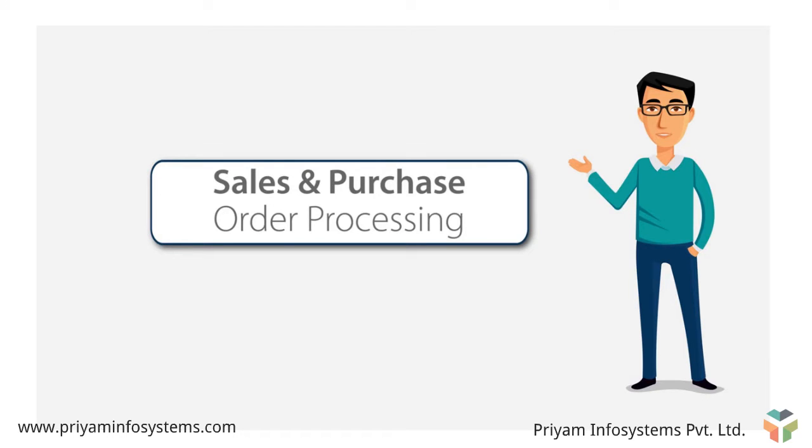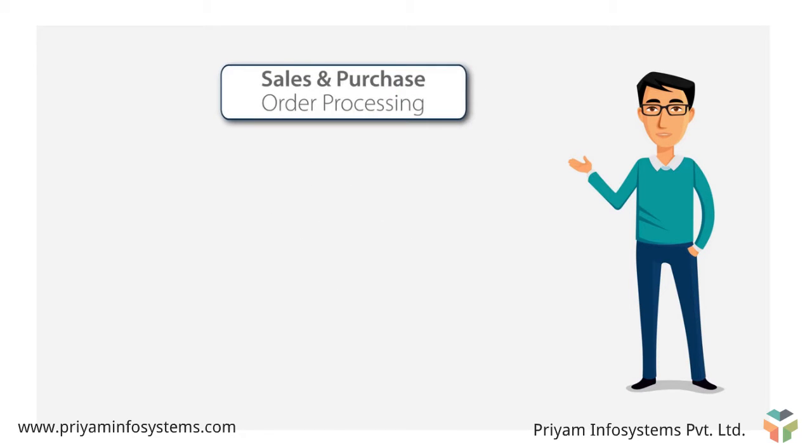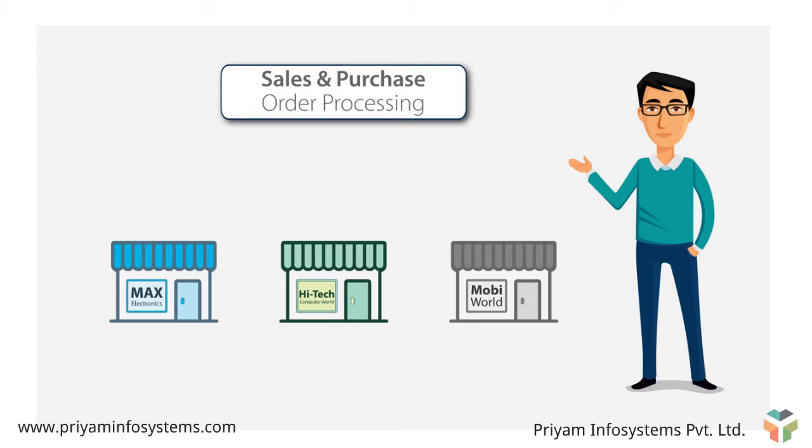In this session, you will learn about sales and purchase order processing in Tally.ERP 9. The order processing cycle differs from business to business. Sometimes the same organization may follow a different process at different times for different products and parties, or a completely different cycle for purchases and sales.